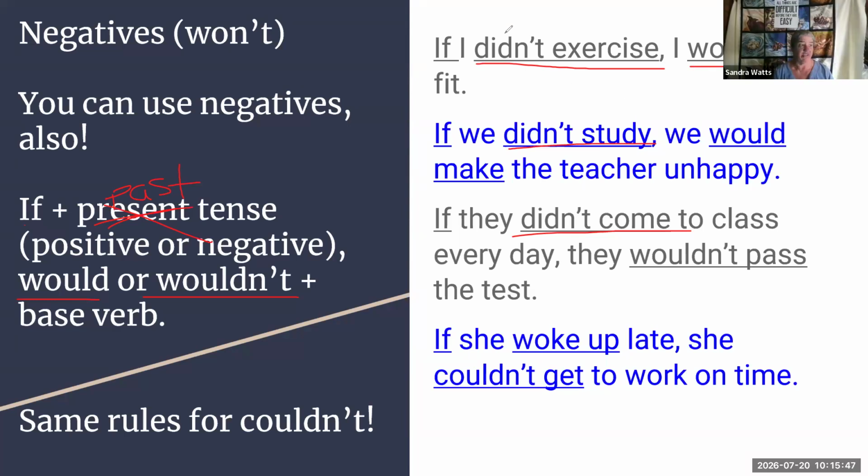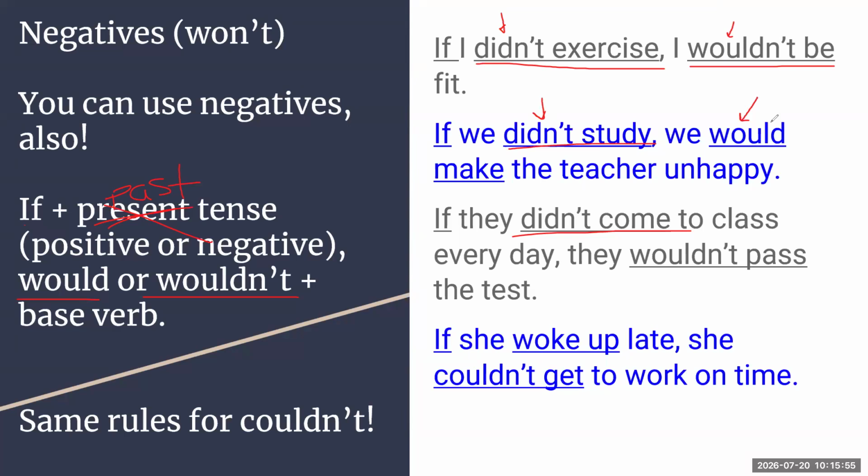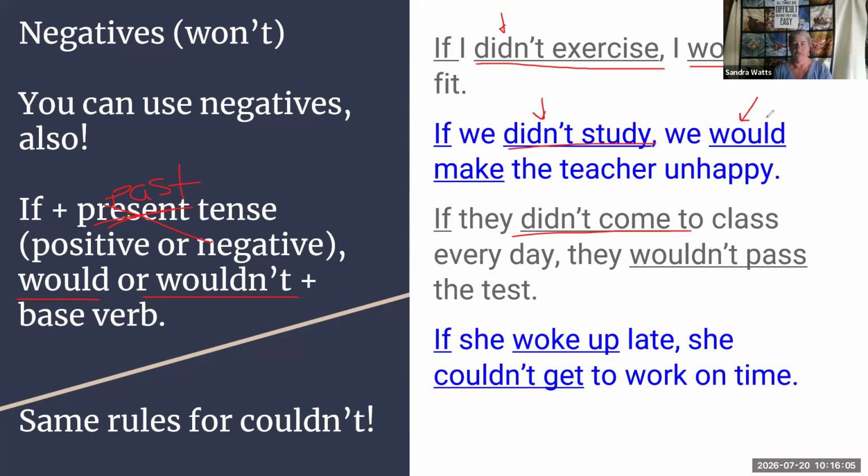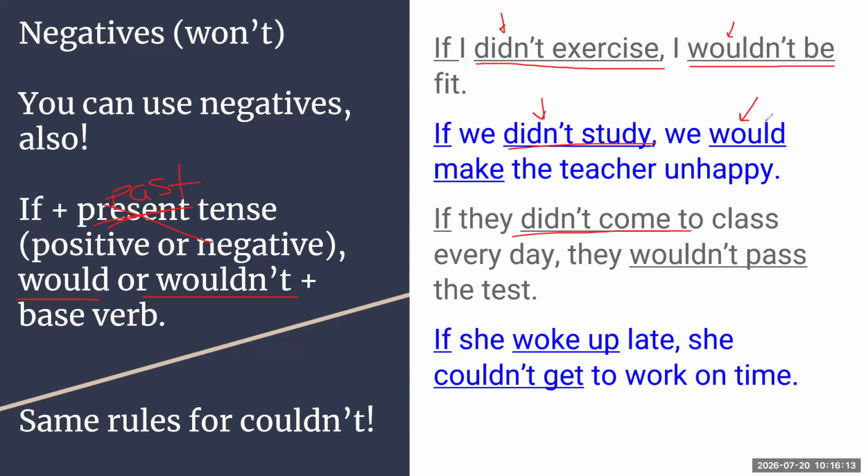And it doesn't matter. This can be negative and this can be negative, or you can have one negative and one positive. It just depends on your meaning, the same way you do in any regular sentence. I am from Mexico. I don't speak French. Positive and negative, again, just depends on your meaning.